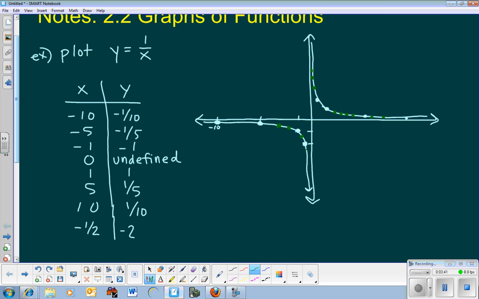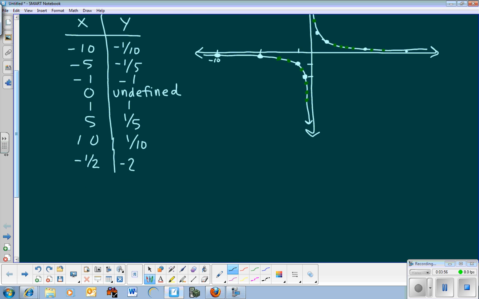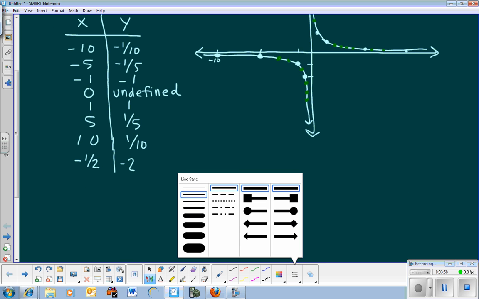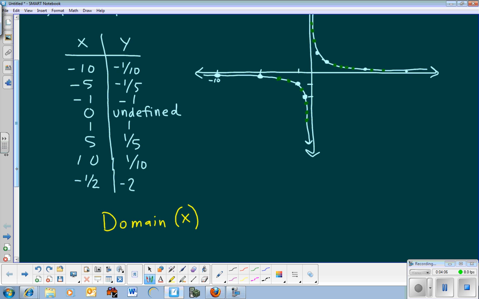So if I ask you what's a good definition of a graph on a quiz, you would want to say the collection of points that make the equation true. Now let's talk about a couple other topics. Domain. A domain is all of the x values that we're allowed to plug into the function.